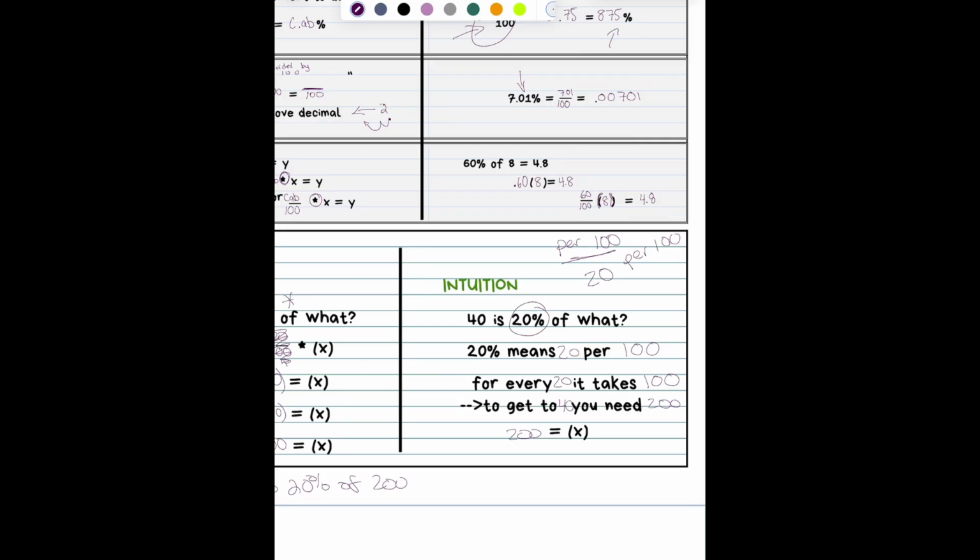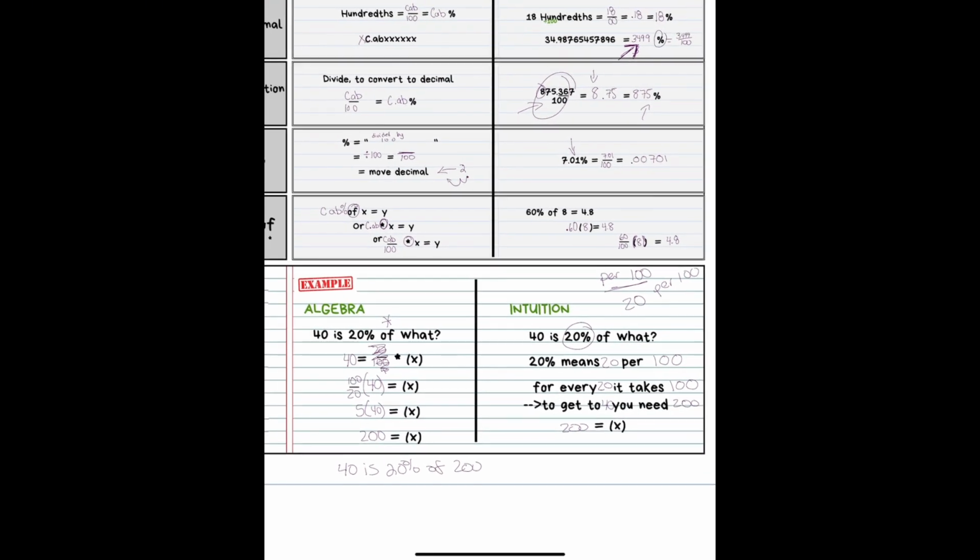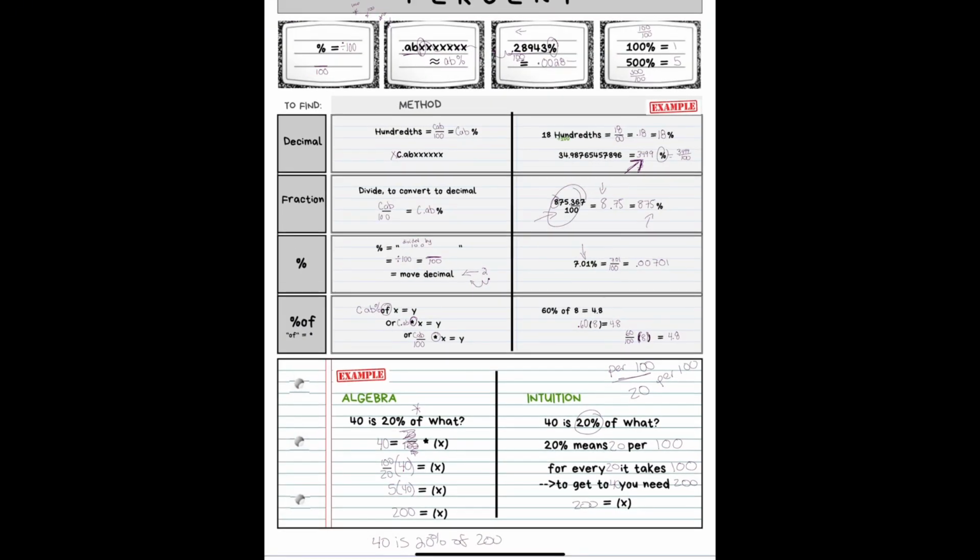So if you can just look at the problem and say, okay, let's do another one. Let's say 40 is 40% of what number? I don't even know where we're going to go with this, but let's see. I have 40 per 100. 40 per 100. So how many did I take to get to 40? Just the 100.